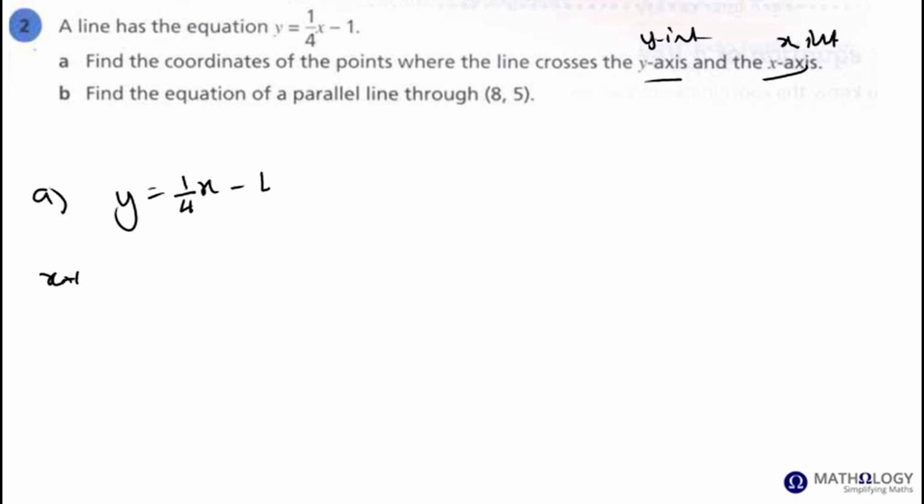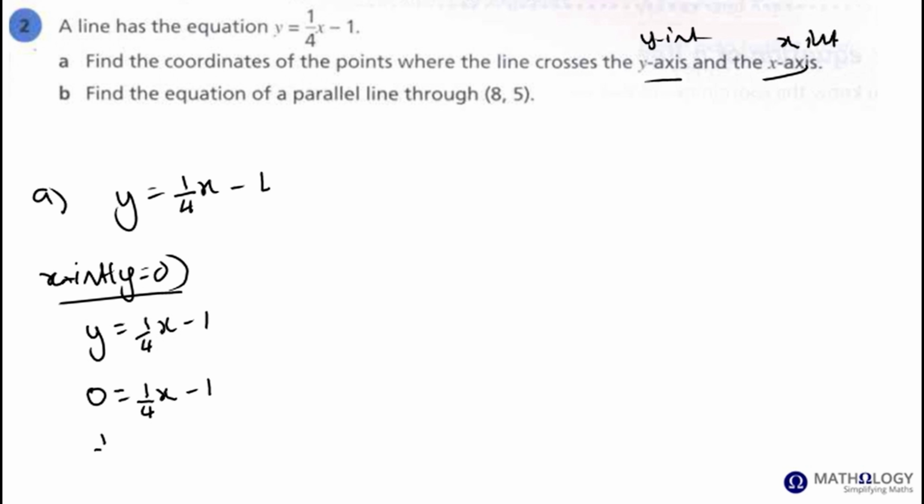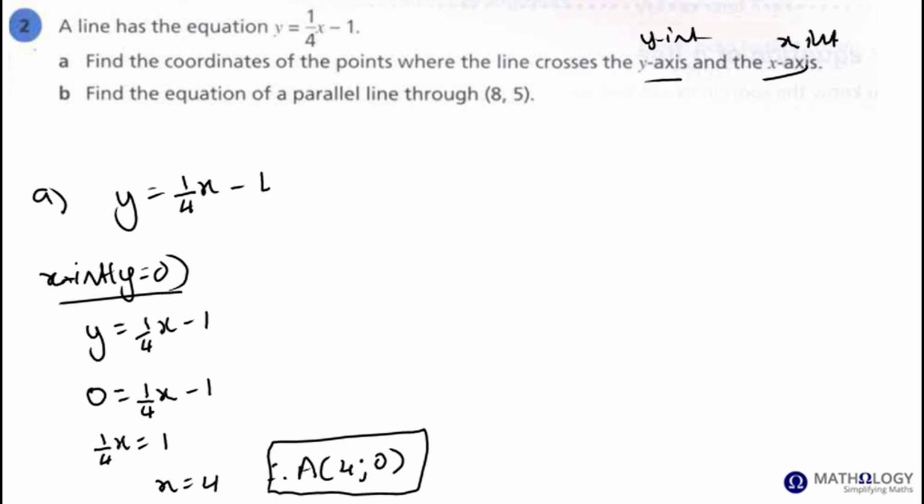So the x-intercept is when y equals 0. So 0 equals a quarter x minus 1. And now we solve for x. A quarter x equals 1. Multiply both sides by 4. x equals 4. So therefore, let's call it point A. The x-intercept is A. The x-coordinate first, which is 4, and y equals 0. So the x-intercept is the point A, (4, 0).